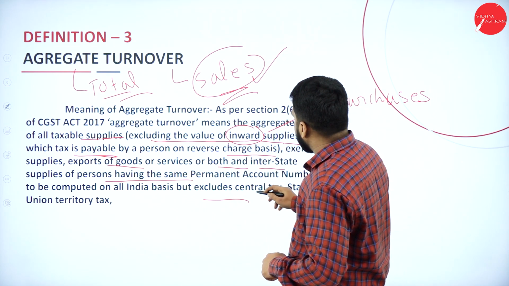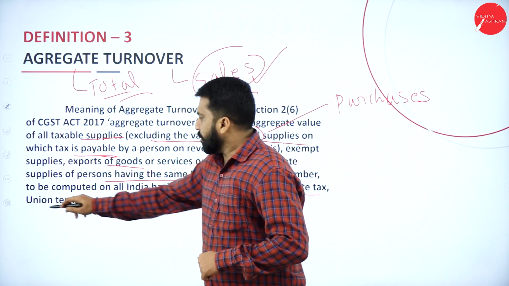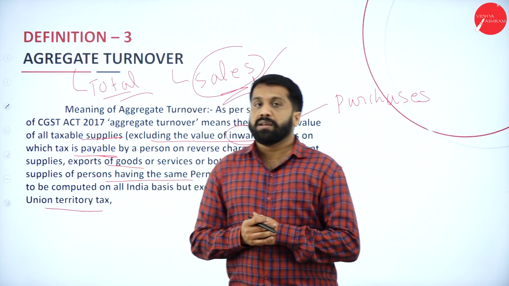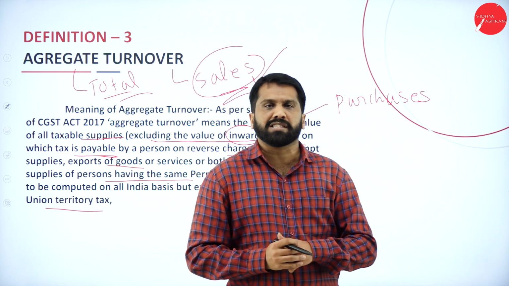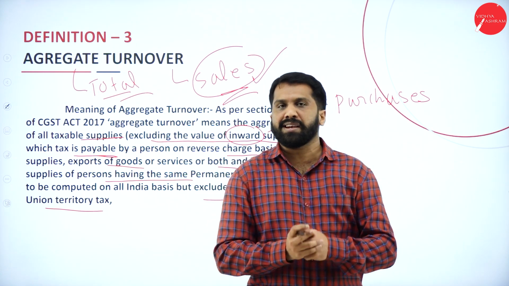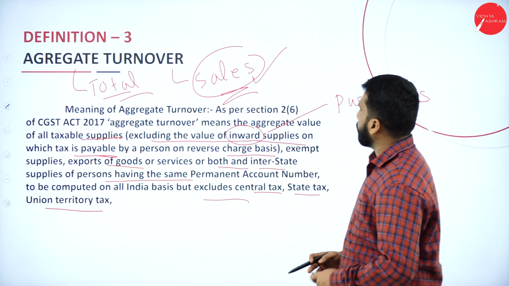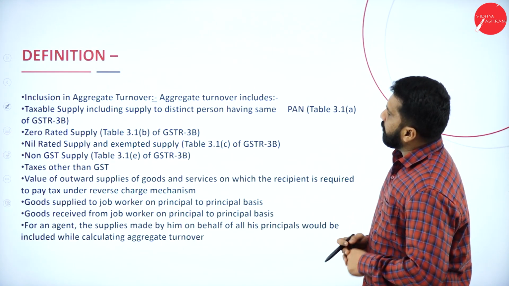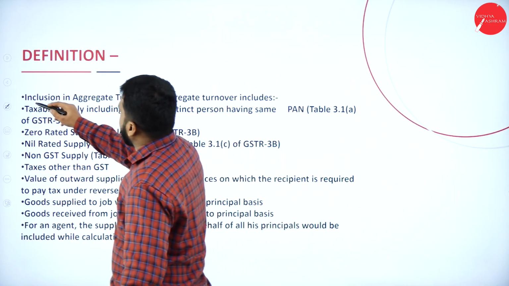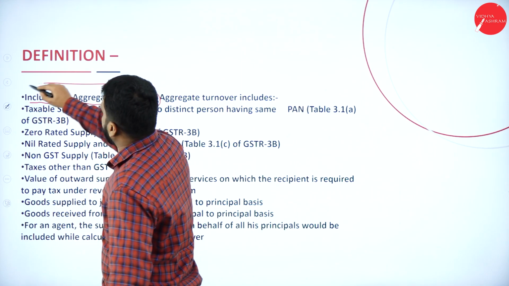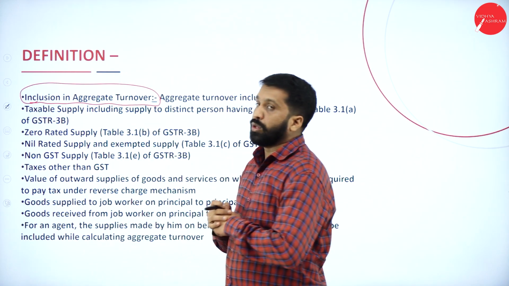Now, exclude central tax, state tax, union territory tax. Now, as I told you, all the taxes we are supposed to exclude. Clear? Yes. So, under this, inclusion of aggregate turnover. Under aggregate turnover, what are the things that are included?